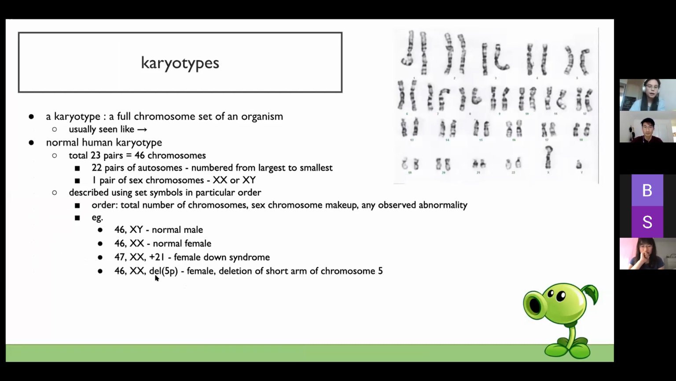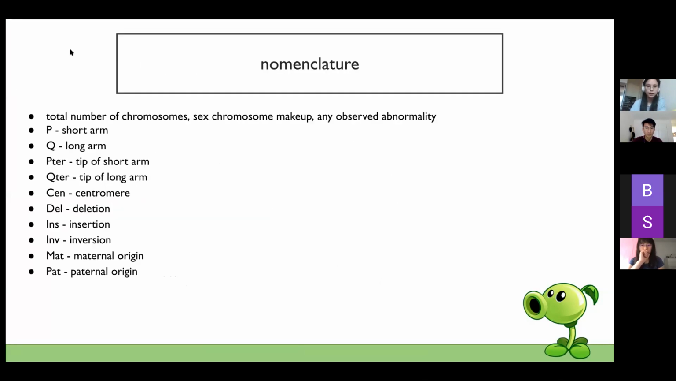So this notation is to show you that del stands for deletion, 5 is for chromosome 5, and p is for the short arm of chromosome 5. Remember p for petite, and q comes after p.